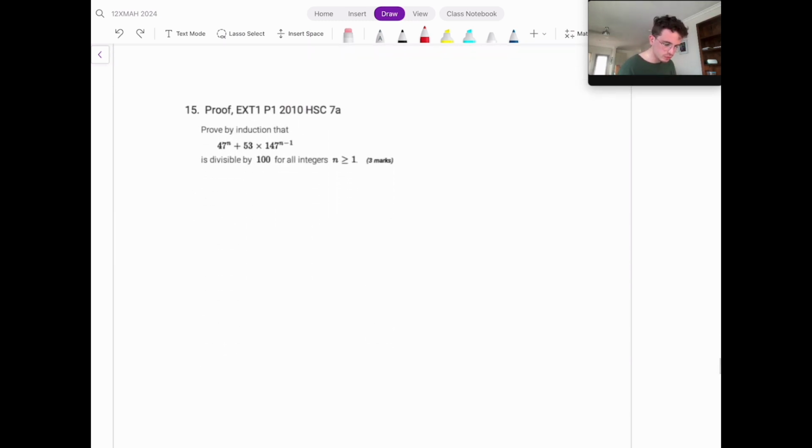Number 15. Prove by induction that 47 to the power of n plus 53 times 147 to the power of n minus 1 is divisible by 100. So, first of all, we're going to prove true for n equals 1. So we've got 47 to the power of 1 plus 53 times 147. 1 minus 1 is 0, so it's just going to be plus 53. 47 plus 53 is 100. Which is divisible by 100, so obviously 100 is divisible by 100.